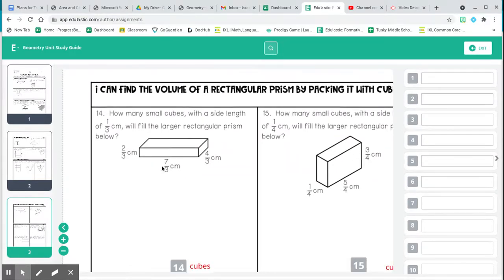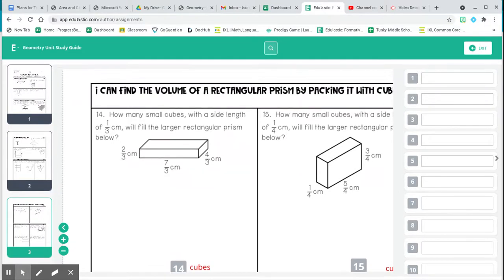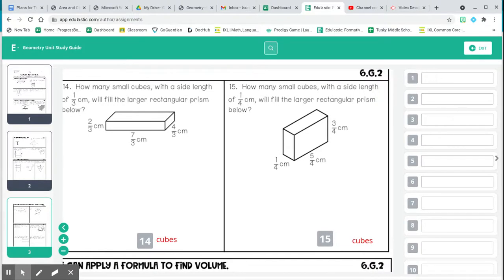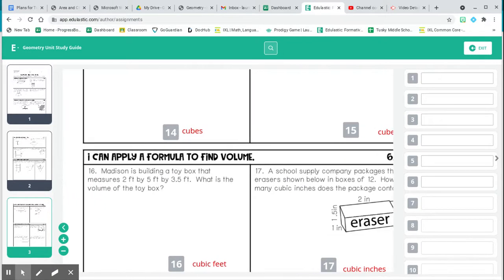So there's a couple of different ways you could go about doing that. You guys can decide what plan you want, but you're figuring out how many cubes. You're not finding the area, you're not finding the volume here. You're figuring out how many of those cubes would go in there. All right.